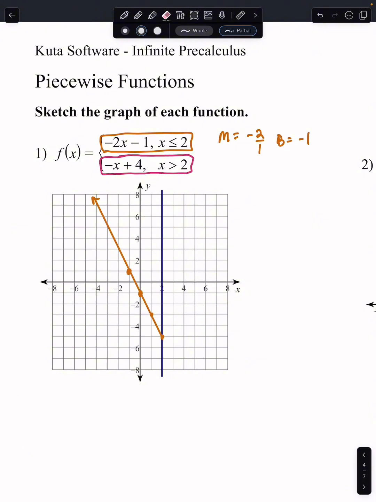All right, now the pinkish looking one, we're going to graph that one. And our slope is -1/1. Y-intercept is 4. So I'm going to go to 4. Down 1/1. Down 1/1. Down 1/1. And so on. How nice. Now I'm going to connect the dots. And I'm going to go here.